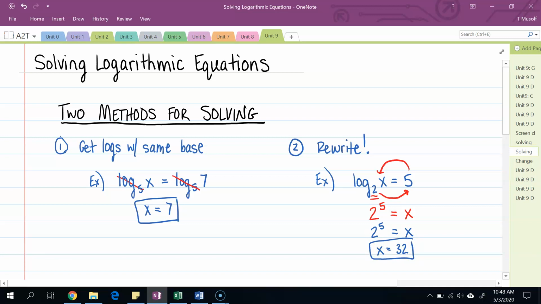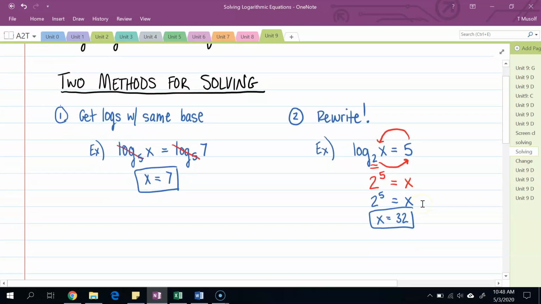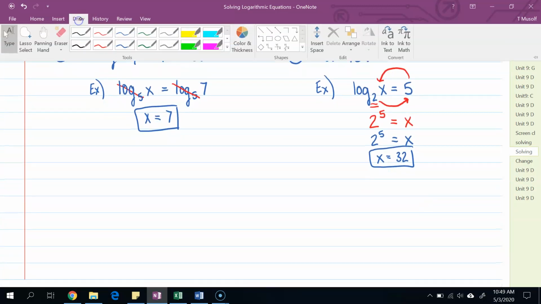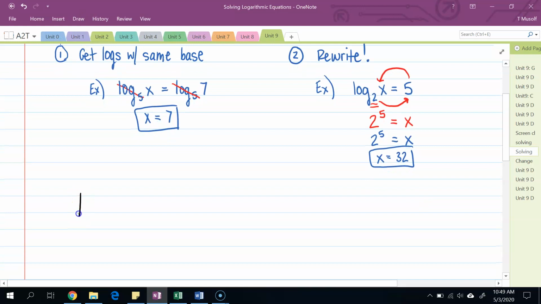Okay, so these are our two methods. Again, nothing too crazy. If you felt good about rewriting from a few lessons ago, then solving shouldn't be too difficult either. There is one little exception that makes solving log equations a little more complicated than solving exponential equations. And that is you have to check for extraneous solutions.